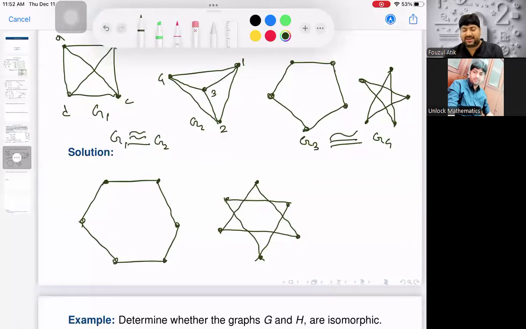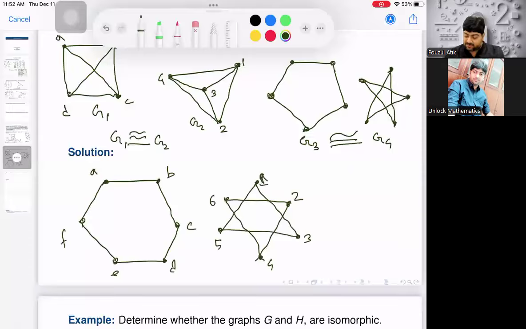Can you tell me whether these two graphs are isomorphic or not? See, both the graphs have the same number of vertices, both the graphs have the same number of edges, but are they isomorphic? No, they are not isomorphic. Why? Because this graph is a connected graph, A, B, C, D, E, and F. And this graph is not at all a connected graph: 1, 2, 3, 4, 5, and 6.